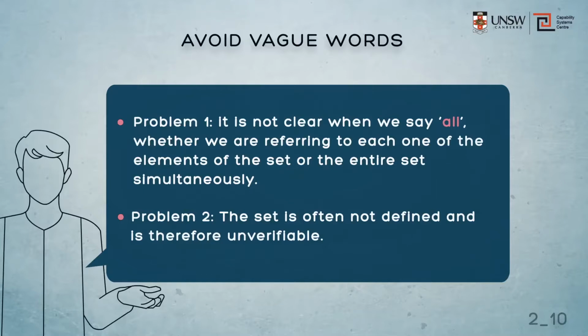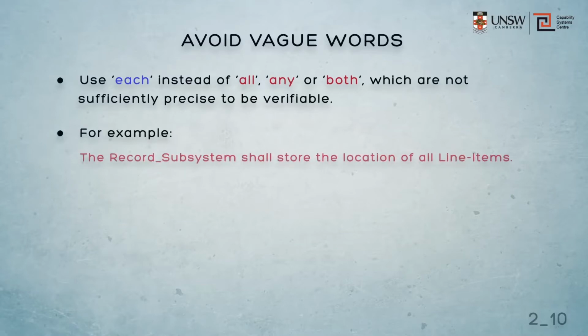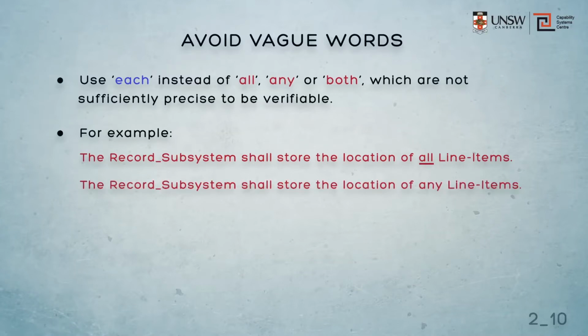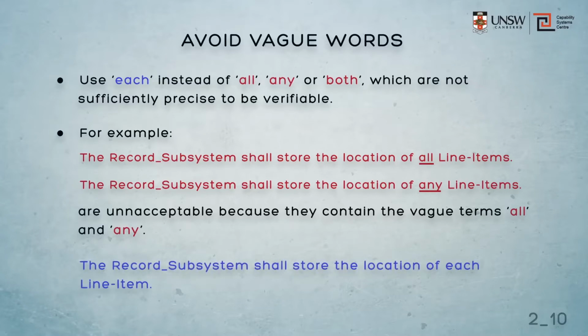So instead of the vague words such as all or any or both, the best practice is to use each instead. So for example, the record subsystem shall store the location of all line items, or the record subsystem shall store the location of any line items, are both vague requirements because of the all or the any, and both are unacceptable. We need to rewrite each by, for example, saying the record subsystem shall store the location of each line item. And then what a line item is, of course, is defined in the glossary.